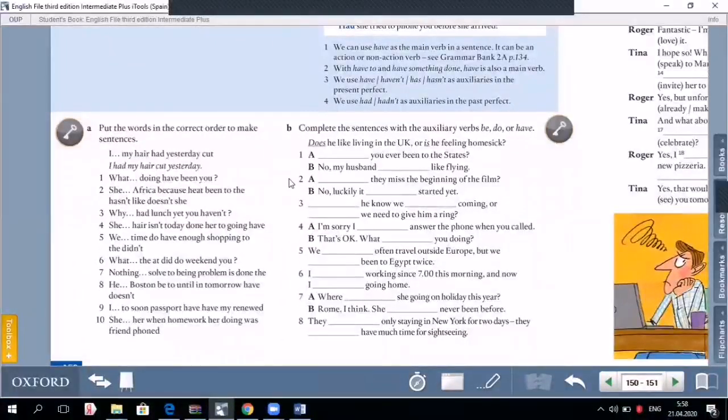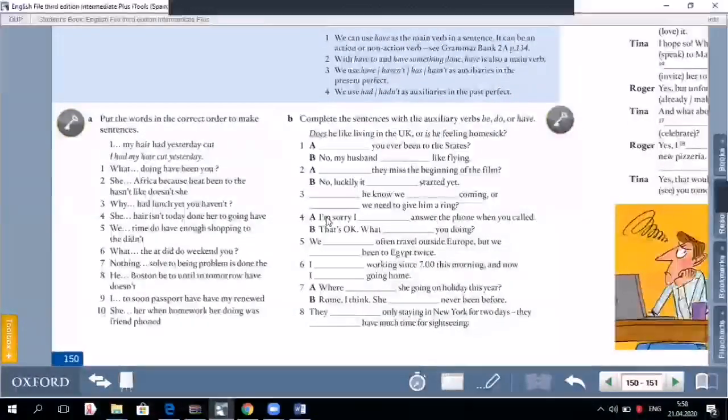Under this grammar theme, you see some exercises, of course concerning today's grammar theme. I think you do it at home and send it to me. Now let's come to our topic.